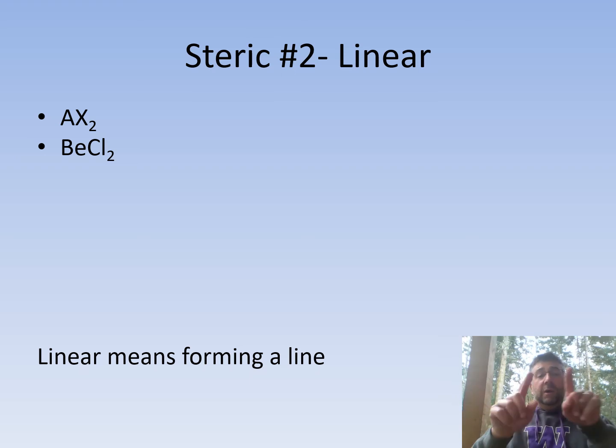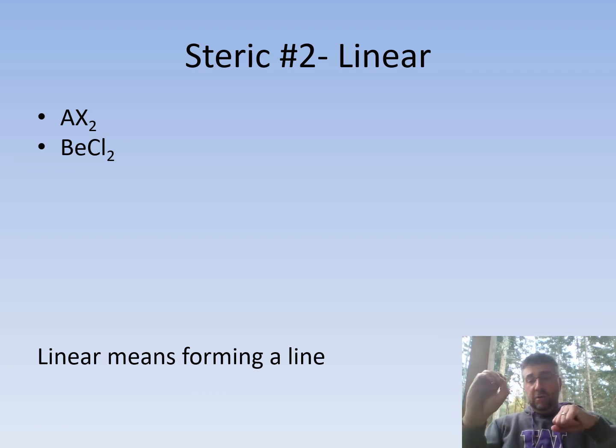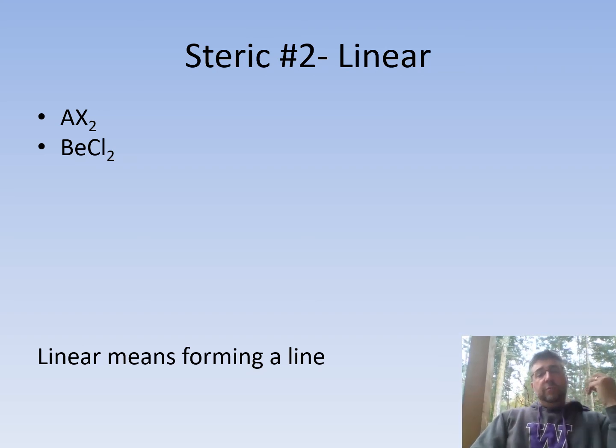Steric number 2 means going in 2 directions in space. So the AX notation that we're going to use is AX2. So in the box in which something has 0 lone pairs and has 2 directions in space, I want you to put AX2, and then you're going to draw it in the way that I'm going to show you. So something like beryllium chloride would be something that has a steric number of 2. And we would draw its AX notation like this.